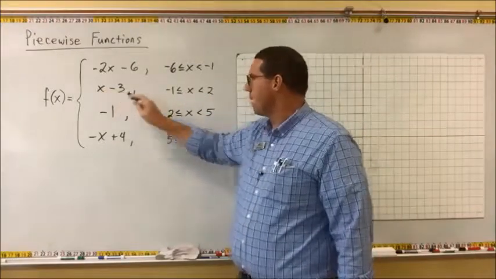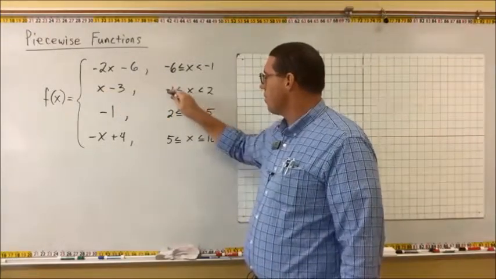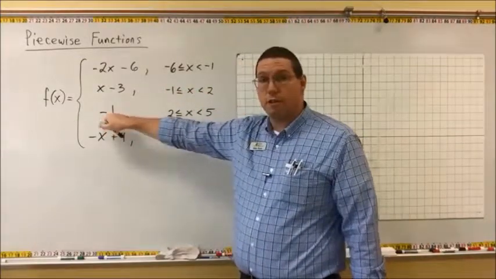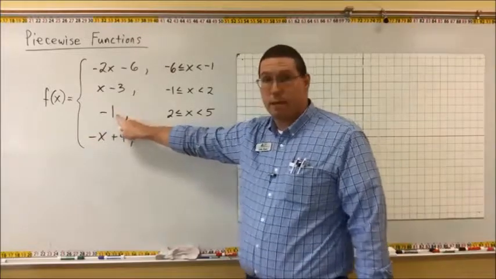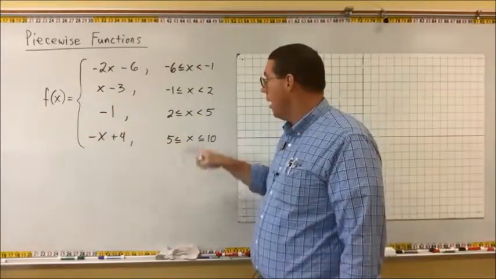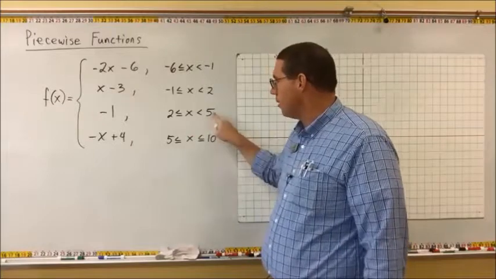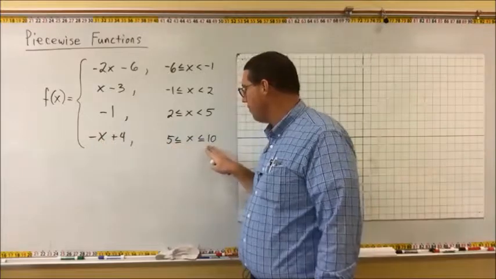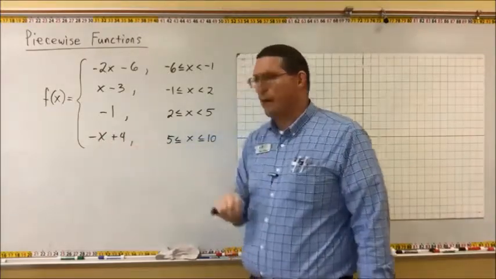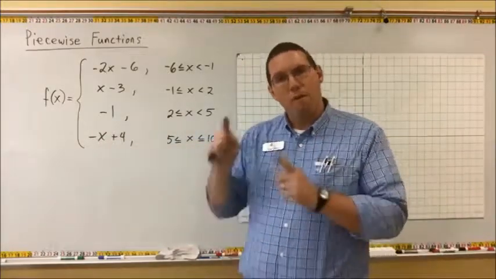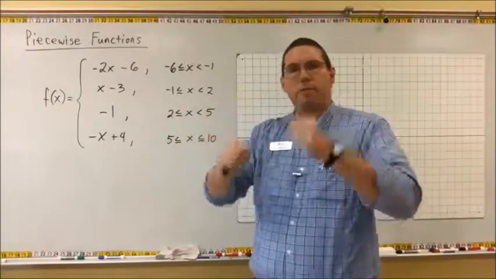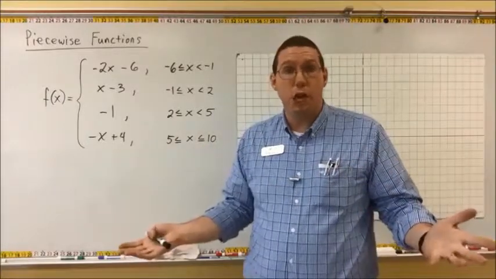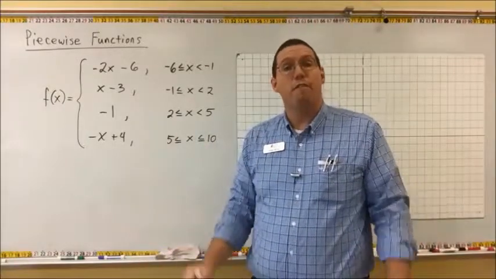So the next piece, x minus 3, as x runs from -1 up to 2, and then -1, this is a constant function. It's going to be flat again because it doesn't have an x in it. It's going to be flat at -1, and that runs from 2 up to 5, but not including 5. And then the last piece here runs from 5 up to 10, and it's the graph of -x plus 4. So we have 4 little pieces that we're going to put together like a puzzle. And after you put the 4 pieces together, it's going to have a strange shape to it, but that's going to be what the function is.